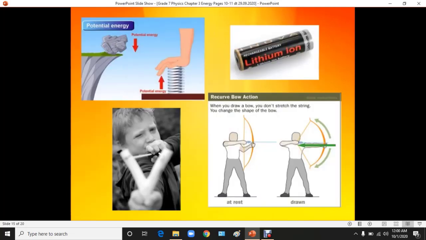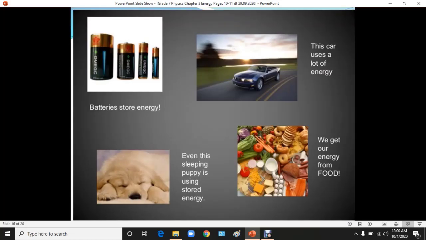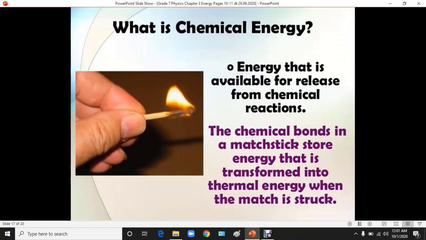Next are some examples you can see here. The example of a spring and the other examples you can see here. Also the batteries that store energy. This car is using a lot of energy. Even we can see that this puppy is sleeping, so he is also using stored energy, and the food we are eating is also giving us energy. These are the different examples.